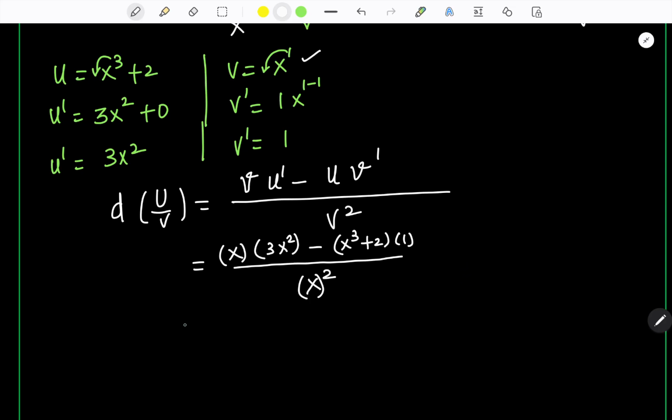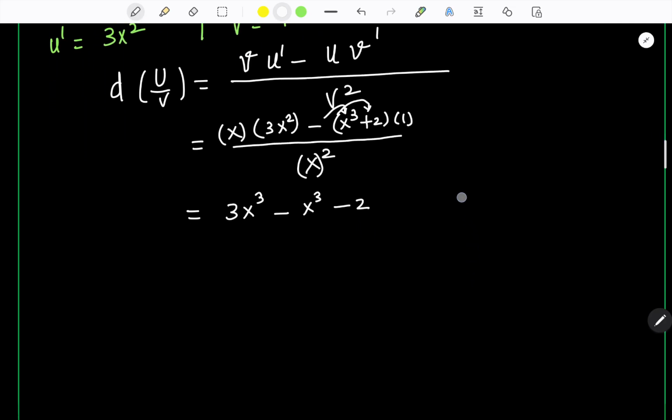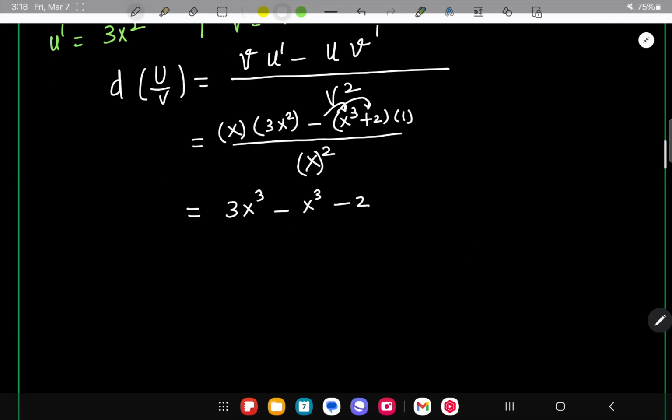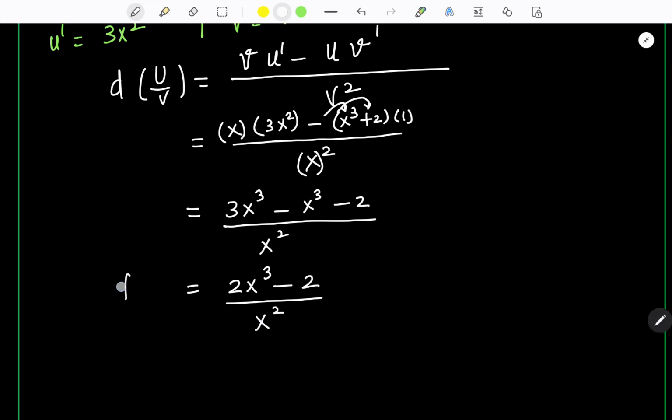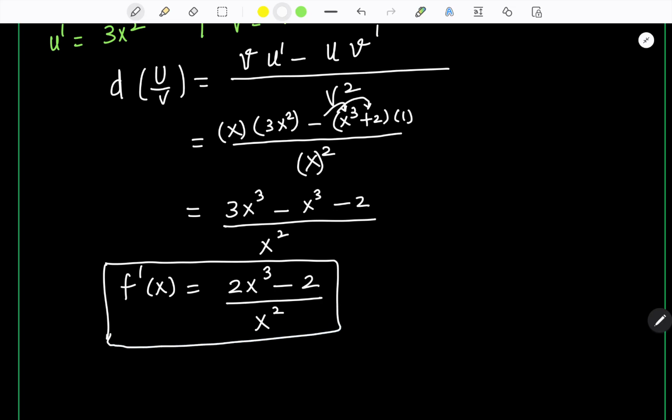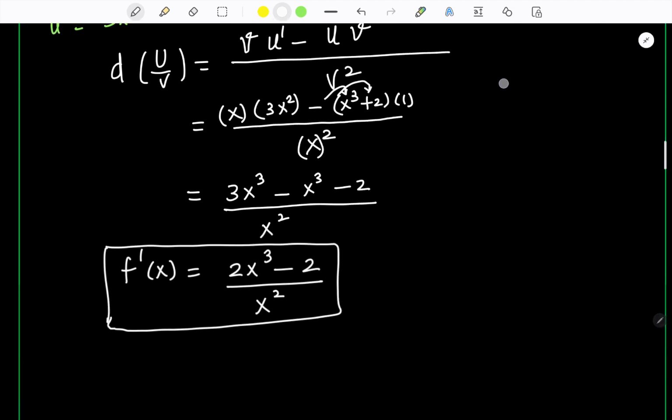So this equals 3 times x power 3 minus x cube, and then take this minus inside, minus 2, divided by x square. This is equal to 3x cube minus x cube, which is 2x cube minus 2, divided by x square. This is your f dash of x. So this is quotient rule. This is question number 5.